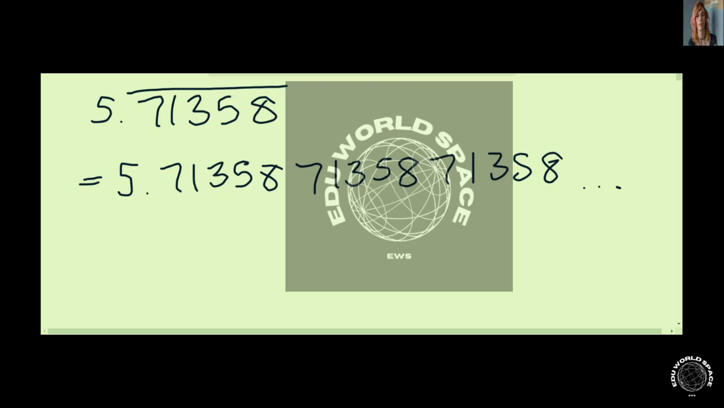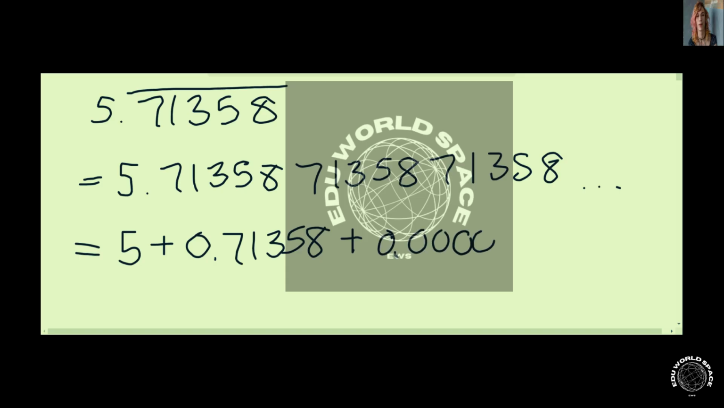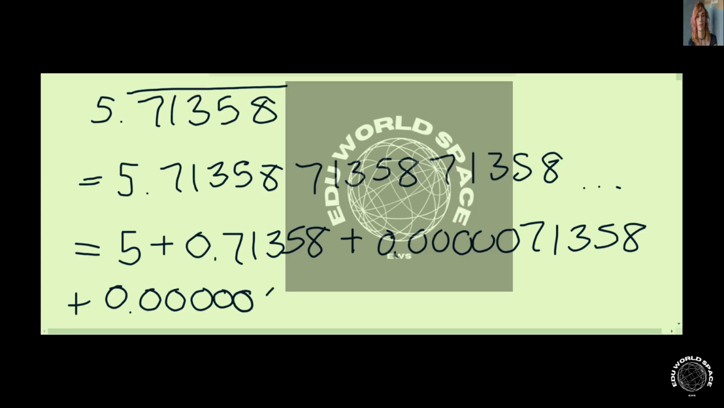Now, in order to find this number as a ratio of integers, recognize that this is actually the same as an infinite sum. This is the same as the infinite sum 5 plus 0.71358 plus 0.0000071358 plus 0.00000000071358, and so on.